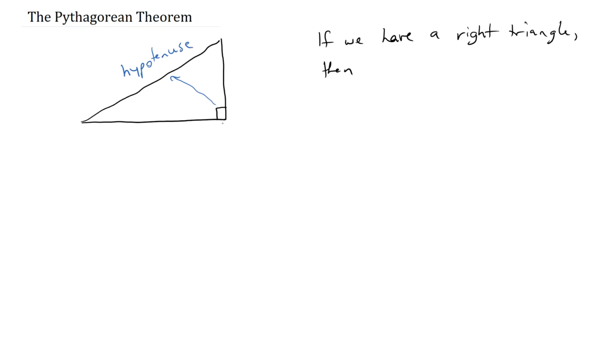And then the other two sides are called legs. Doesn't matter which one is which, they're just both legs. So the Pythagorean theorem says if we have a right triangle, then the following equation is true: the sum of the squares of the legs, so leg squared plus the other leg squared, equals the hypotenuse squared. Okay, so that's the Pythagorean theorem. Again, typically remembered as a squared plus b squared equals c squared, where a and b are the legs and c is the hypotenuse. So how do you solve for the hypotenuse?